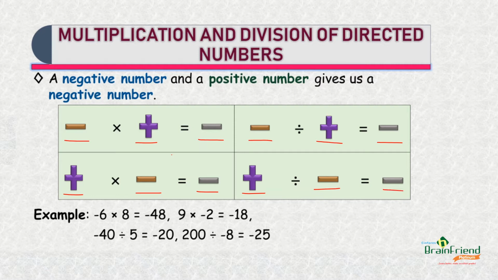Example, -6 multiplied by 8 is equal to -48. 9 multiplied by -2 is equal to -18. -40 divided by 5 is equal to -8. And 200 divided by -8 is equal to -25.